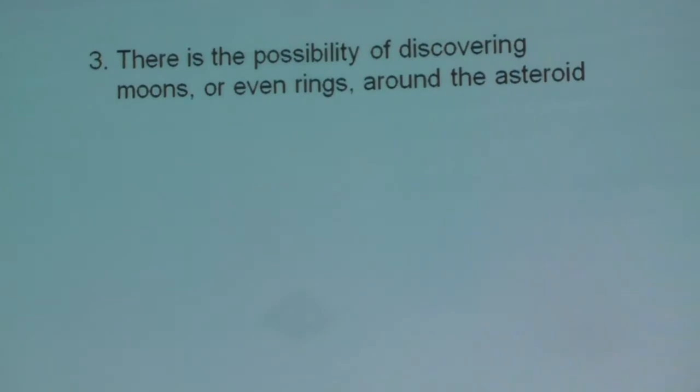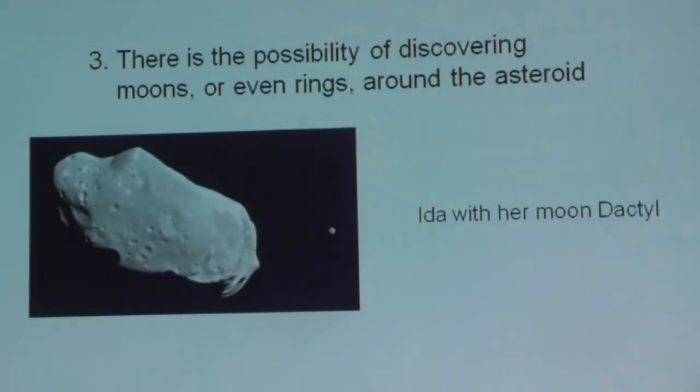Right, there's the possibility of discovering moons or rings or something else around an asteroid, unknown features that haven't been seen before. So that's quite exciting. Here is asteroid Ida with her tiny little moon, Dactyl. Sometimes, of course, they're more or less equal size, or there could be a big difference like there is there. So what would we see if it was a double asteroid going by a star?